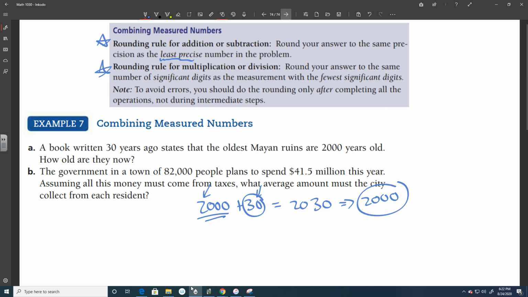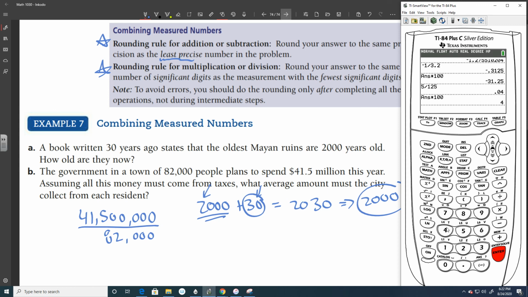Now multiplication works a little bit differently. The government in a town of 82,000 people is planning to spend $41.5 million this year. Assuming all that money comes from taxes, what's the average amount that everyone's going to have to pay? So that's the total amount, and it's going to get paid by 82,000 people. So I'm going to divide those: 41.5 million divided by 82,000 people.